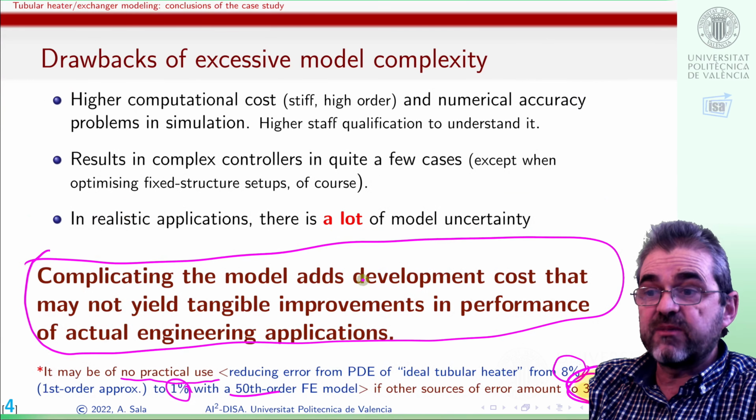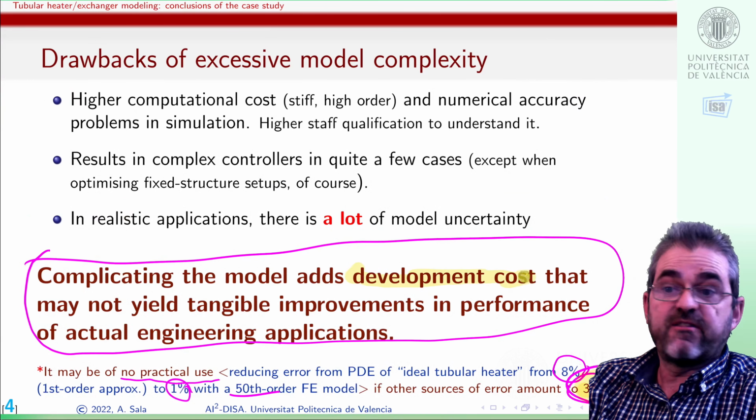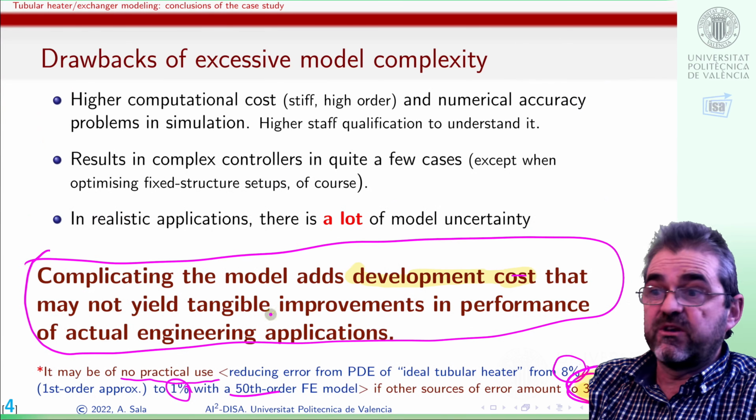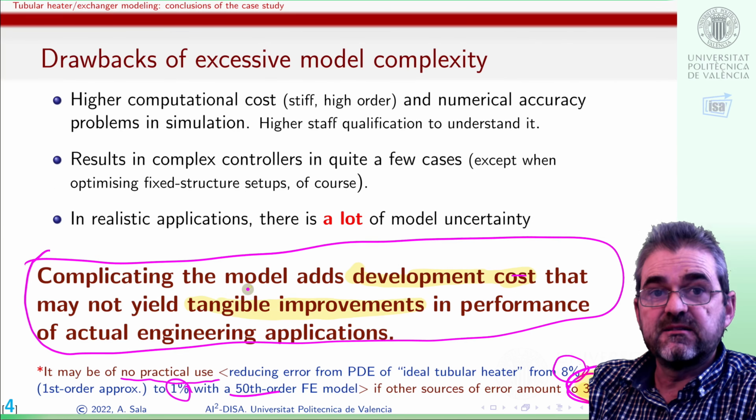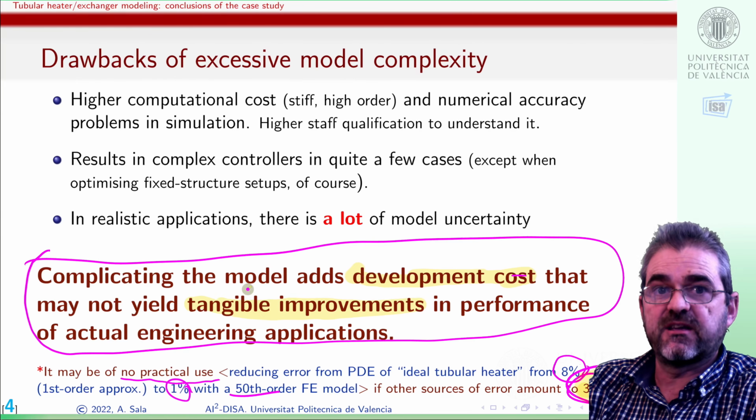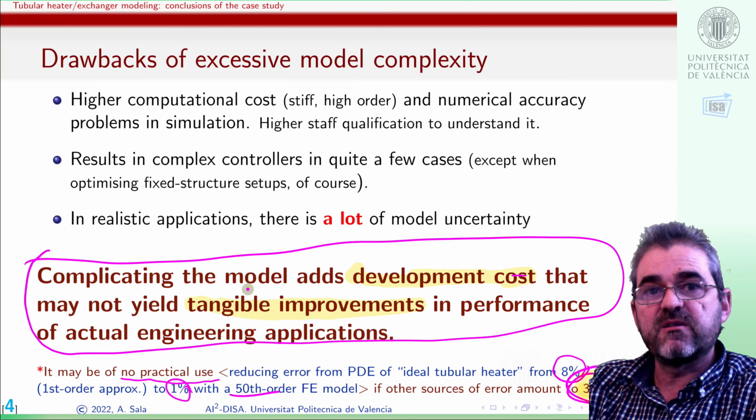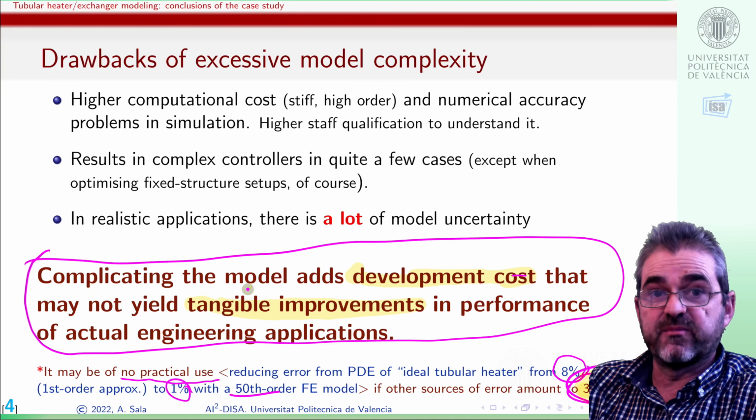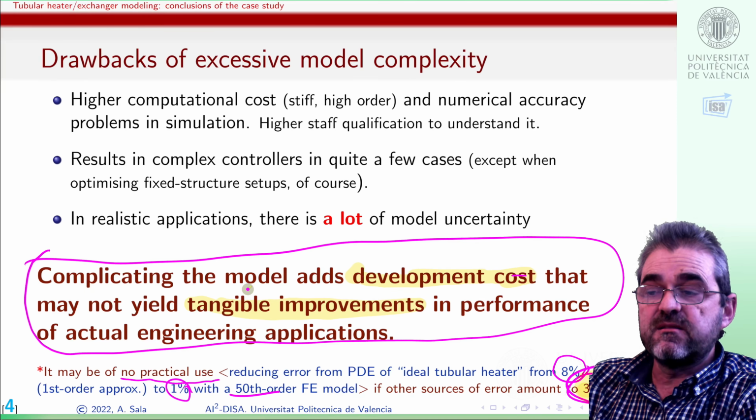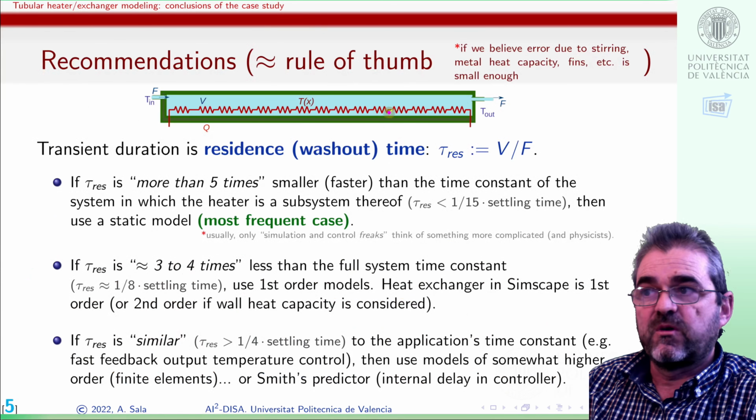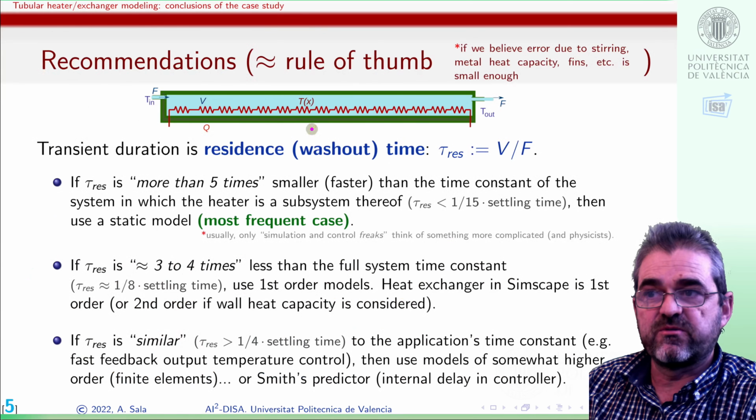So we need to think if complicating the model will add development cost to my engineering workflow, and maybe it will not yield any tangible improvement in the performance of my final temperature control or chemical reaction engineering application. So I need to complicate my model only if I expect a noticeable performance improvement. With these ideas in mind, let us give, let's say, some very crude rules of thumb on which complication of this model we should use.